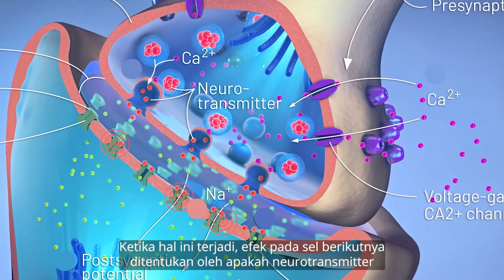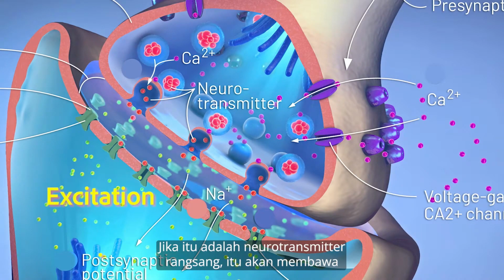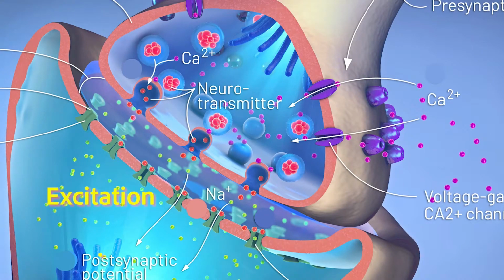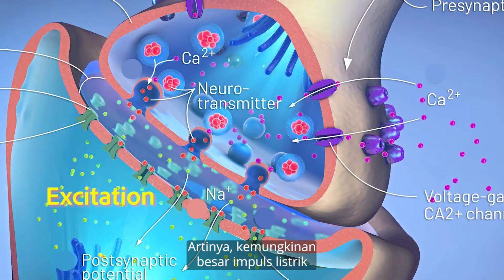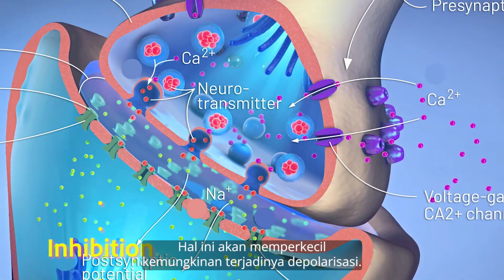When that happens, the effect on this next cell is determined by whether the neurotransmitter that's released is an excitatory neurotransmitter or an inhibitory neurotransmitter. If it's an excitatory neurotransmitter, it's going to bring that second cell closer to what we call depolarization. What that means is it's going to be more likely that the electrical impulse is going to start down that second cell. If it's an inhibitory neurotransmitter, it's going to make it less likely that that depolarization will occur.